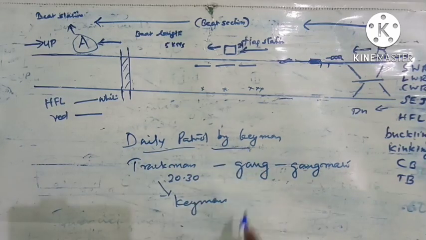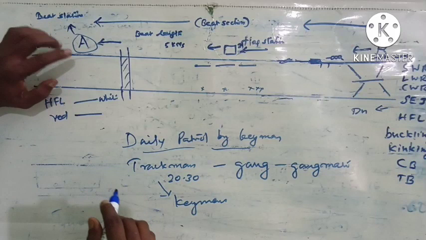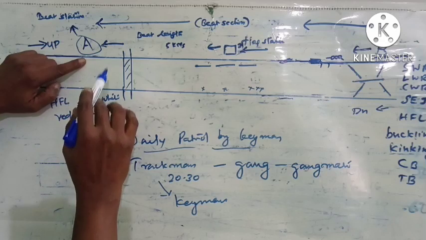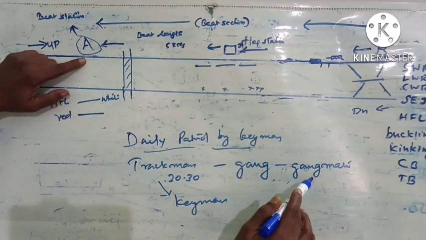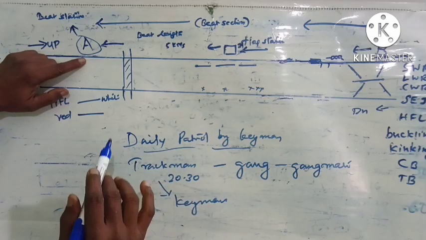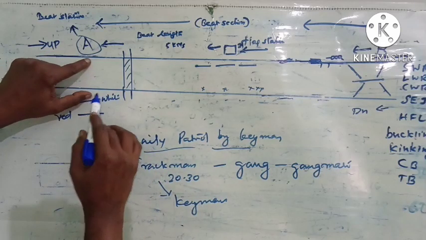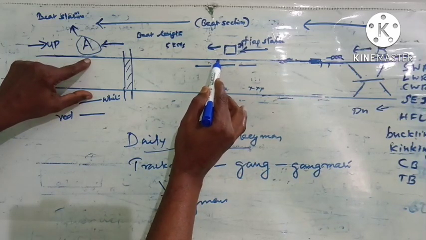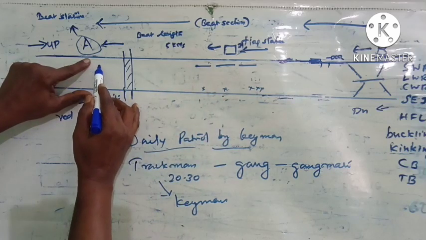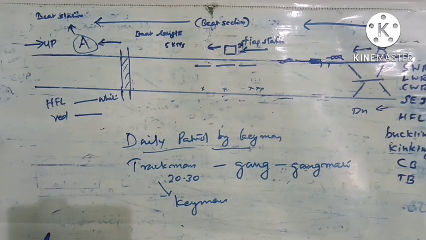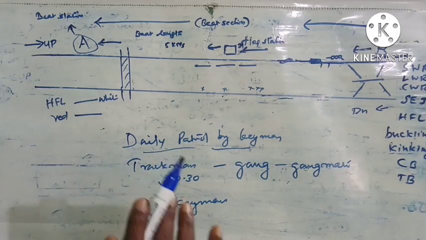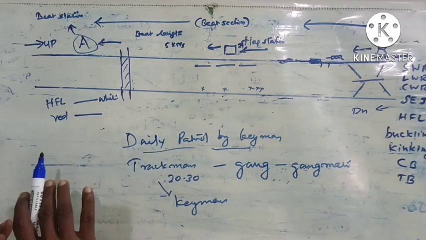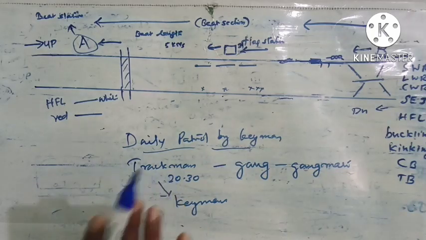The daily patrol is undertaken by the keyman. Suppose we take a gang at station A, where 20 to 30 people are there. They have one gangmate as the head, and also one keyman. What will he do? He will patrol this line up to a specific length, then he will shift to the up line and patrol in this direction. This patrol is undertaken daily. In other words, the entire track in Indian Railways, except light sections, will be patrolled by keyman at least once in a day.